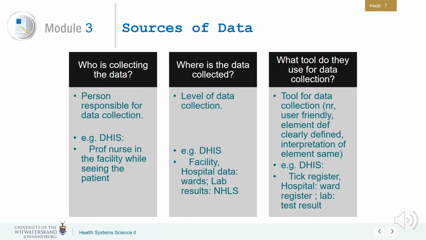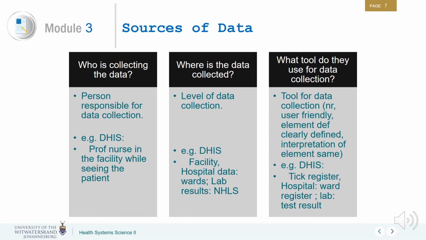When we look at where the data is collected, this could also impact how well we're collecting this data. So if we have a private hospital with a very good electronic system that has a bunch of checks and balances, we might find that the data would be collected better than in a different facility, for example, in a primary healthcare setting, where we have a huge amount of patients coming through the door.